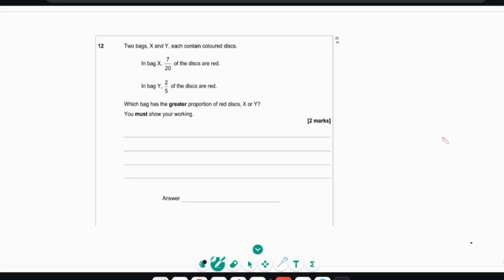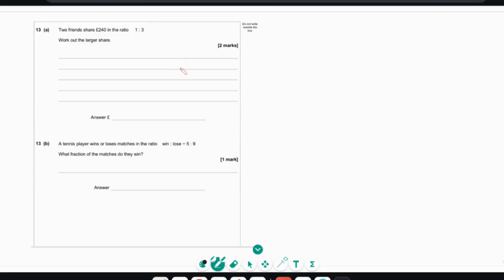Question 12. 2 bags X and Y each contain coloured discs. In bag X, 7 out of 20 of the discs are red. Bag Y, 2 out of 5 of the discs are red. Which bag has a greater proportion of red discs, X or Y? Well, to compare these fractions, the denominators need to be the same. So we need to make 2/5 out of 20, times 4, times 4. So 8 over 20 is bigger than 7 over 20. It's bag Y.